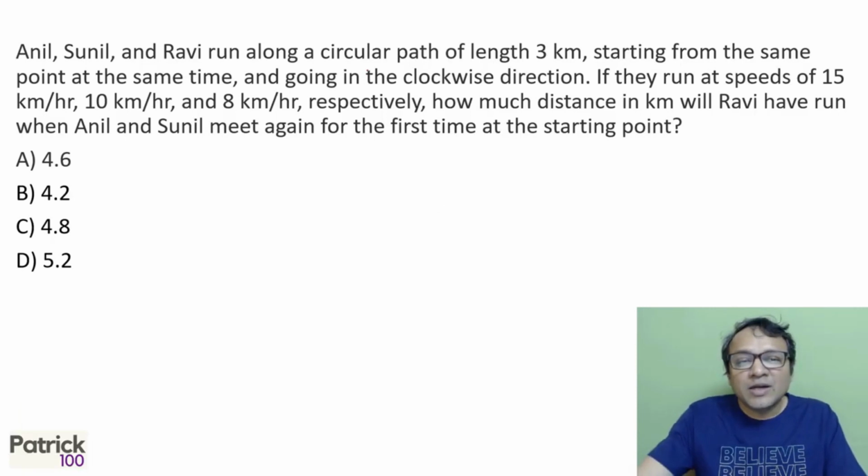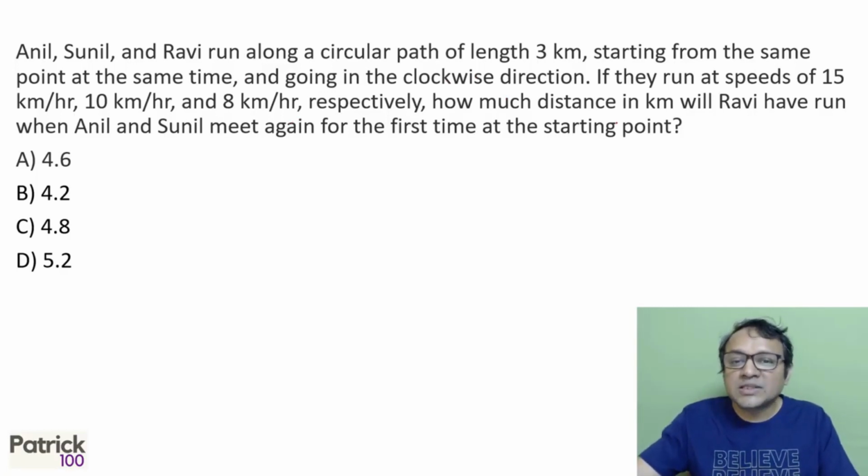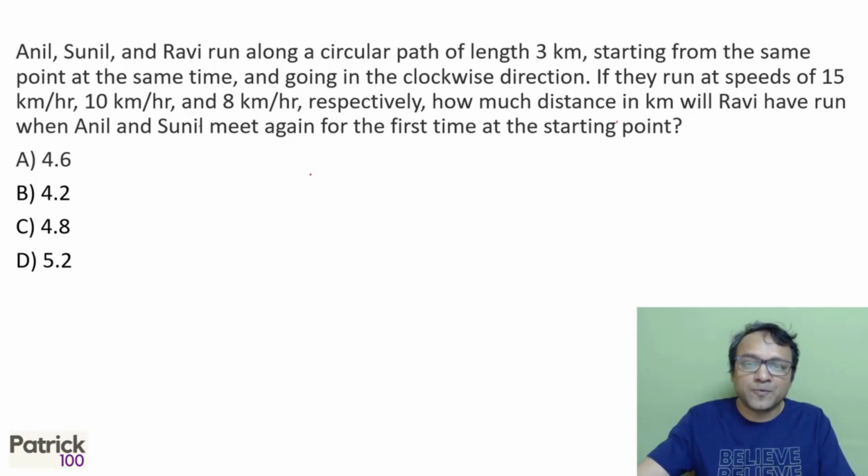So Anil, Sunil and Ravi run along a circular path of length 3 km from the same point, going in a clockwise direction. Their speeds are 15, 10 and 8. How much distance in kilometers will Ravi run when Anil and Sunil meet for the first time at the starting point?